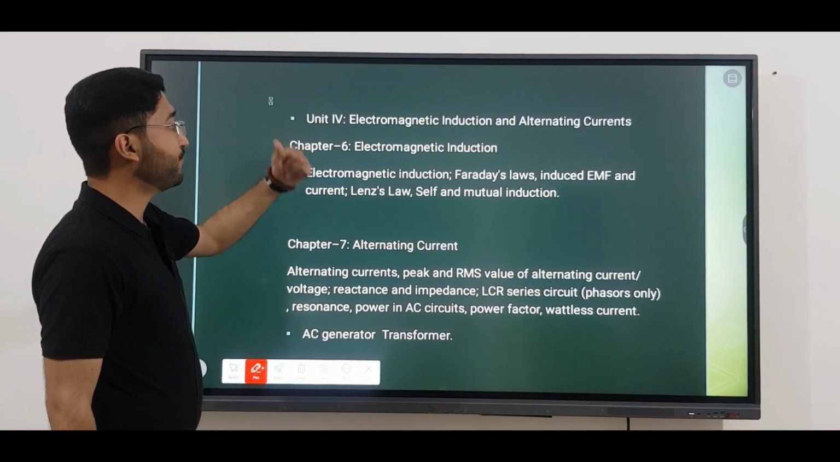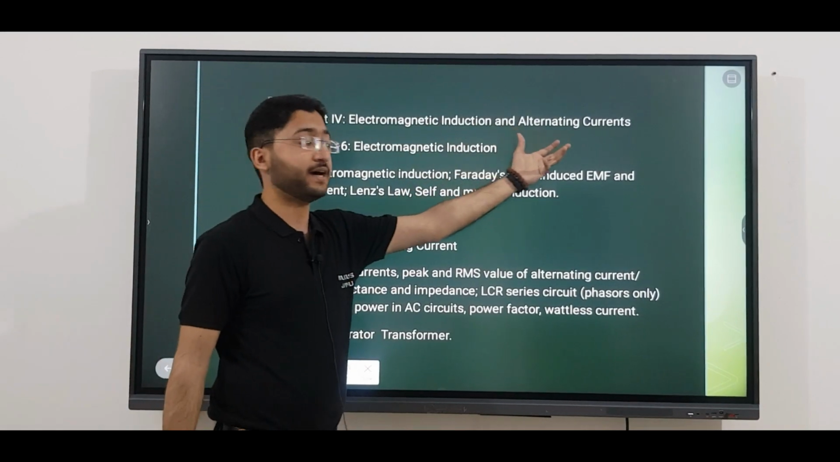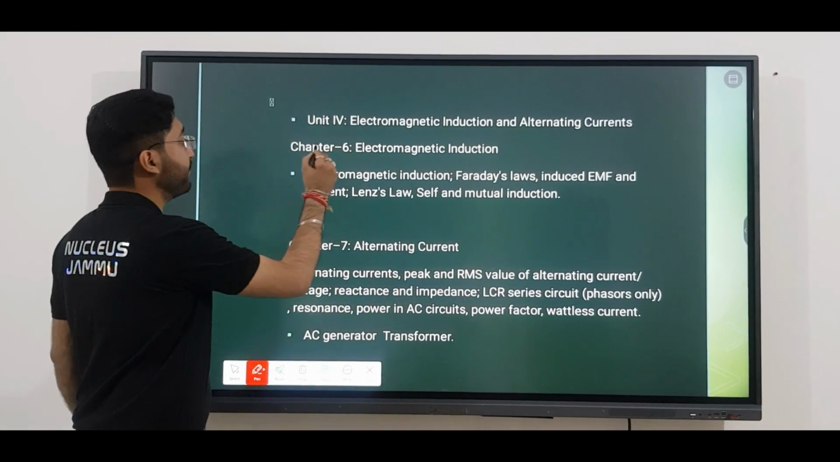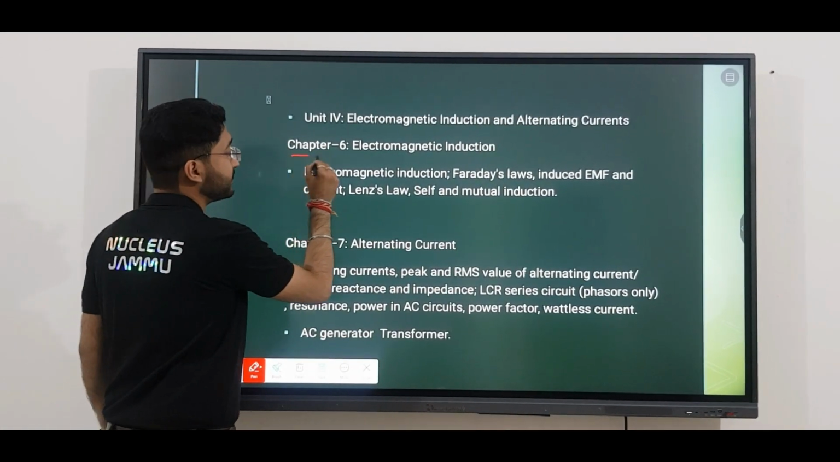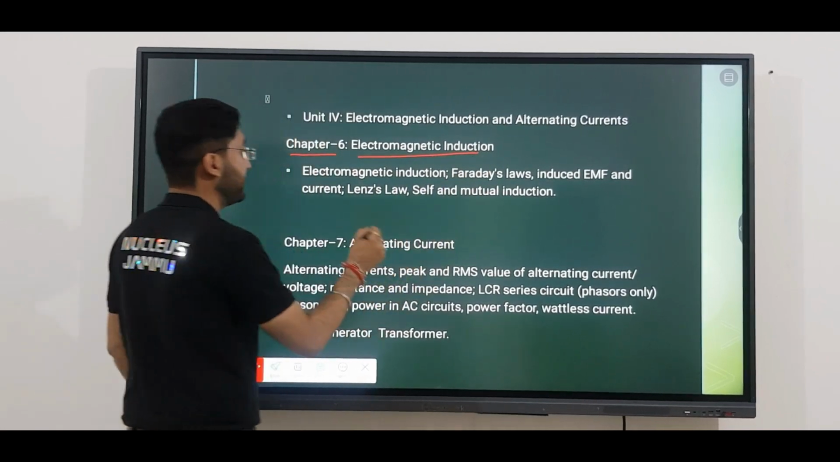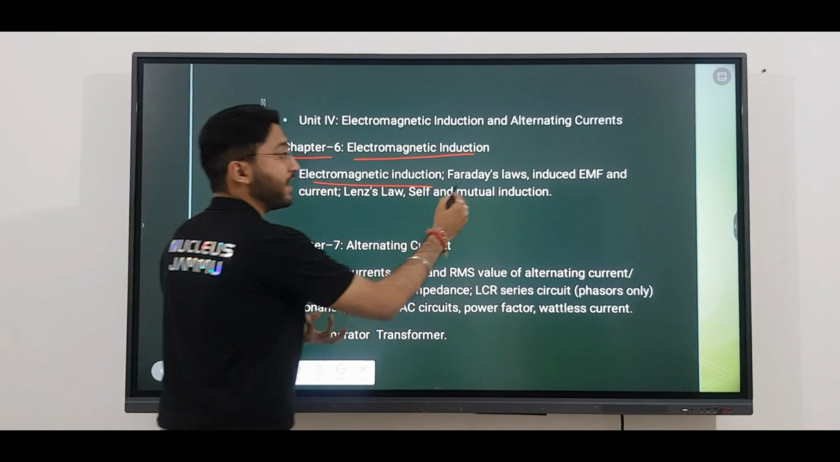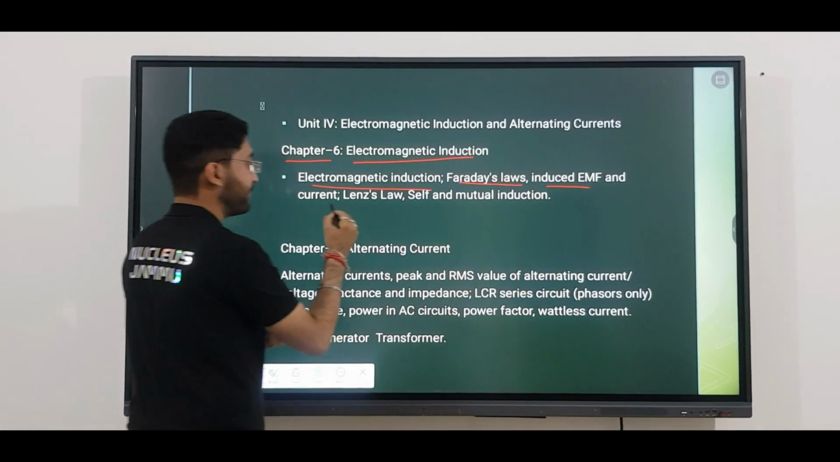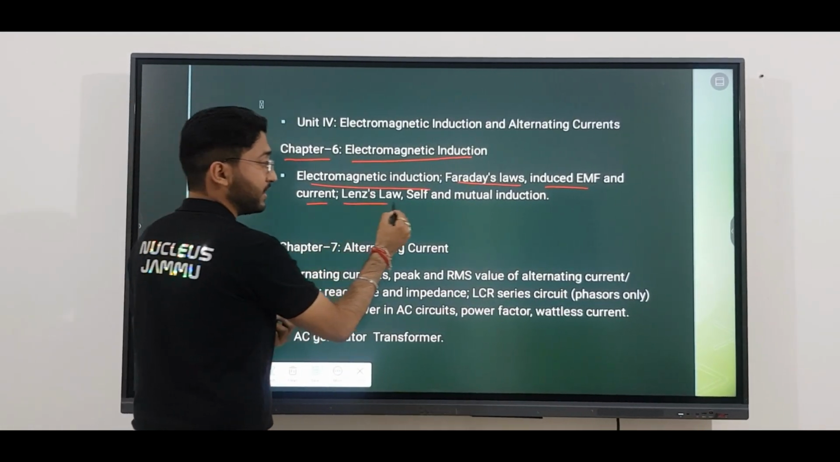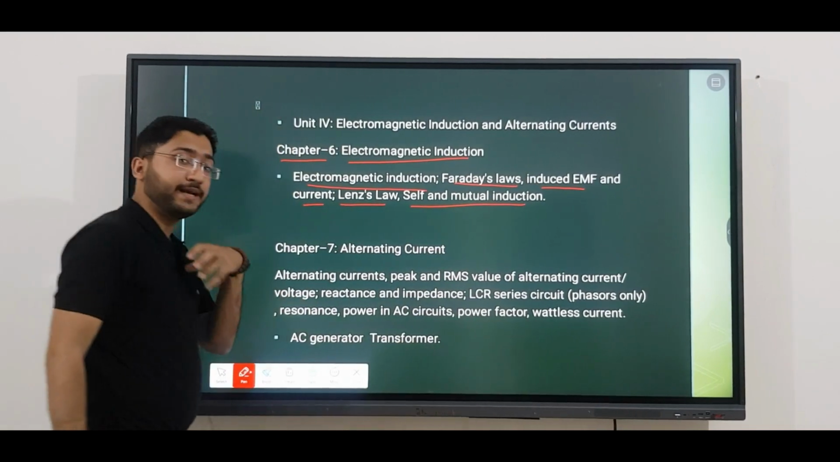Now there comes Unit 4, Electromagnetic Induction and Alternating Current. There is a subtopic, and the chapter comes, Chapter 6, Electromagnetic Induction. You have to study electromagnetic induction. What is electromagnetic induction? Faraday's law, induced EMF and current, Lenz's law, self and mutual induction.